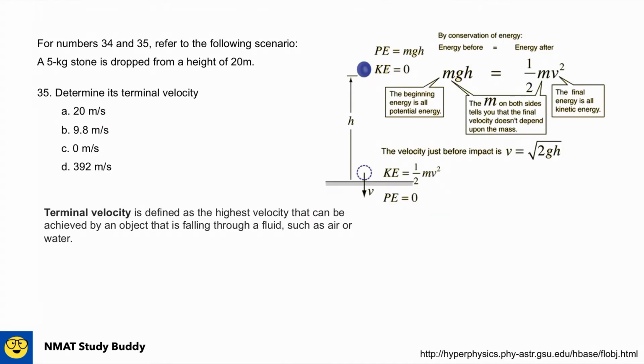Number 35, determine its terminal velocity. Ayan, yung terminal velocity, it is the highest velocity that can be achieved by an object that is falling through a fluid such as air or water. So, yung keyword dyan is highest velocity. Noong una, hindi ko rin alam kung ano yung terminal velocity. Nabanggit ko na rin ata to kanina. Highest yung velocity at the point wherein the stone is just before the impact, or bago siya tumama sa ground.